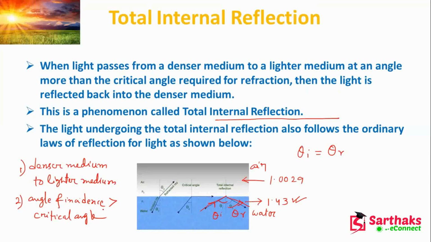Now, the critical angle is the angle of incidence beyond which rays of light passing through a denser medium to the surface of a less dense medium are no longer refracted but totally reflected. That is the critical angle.